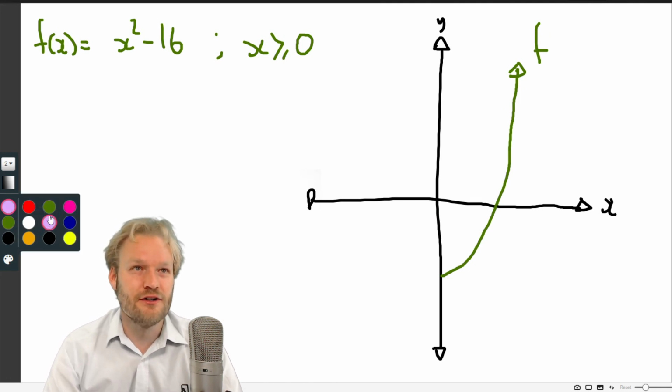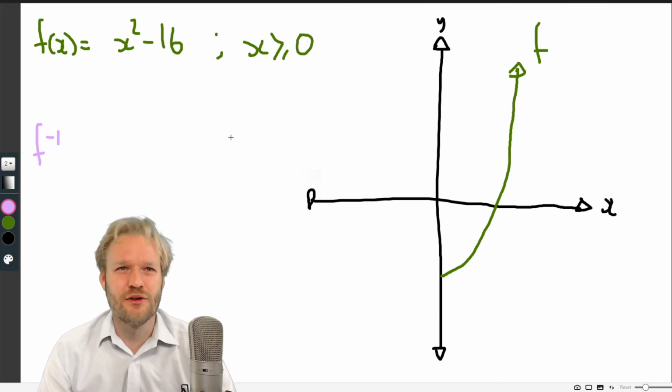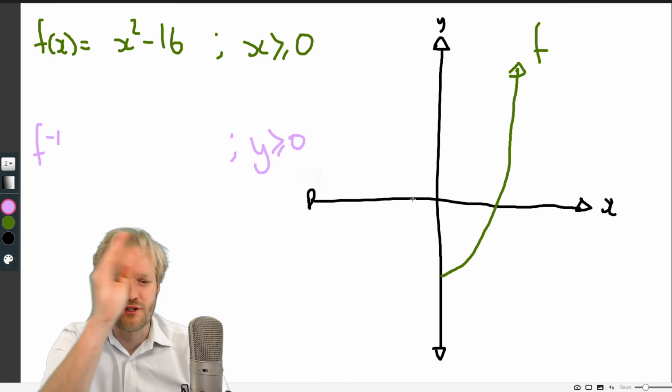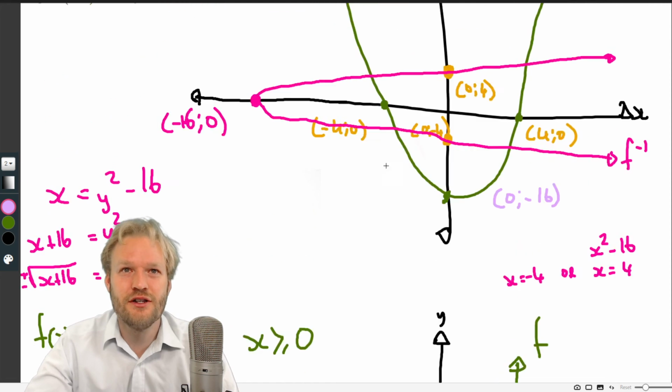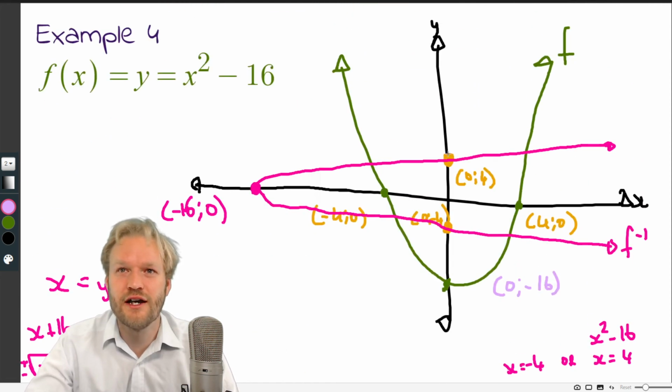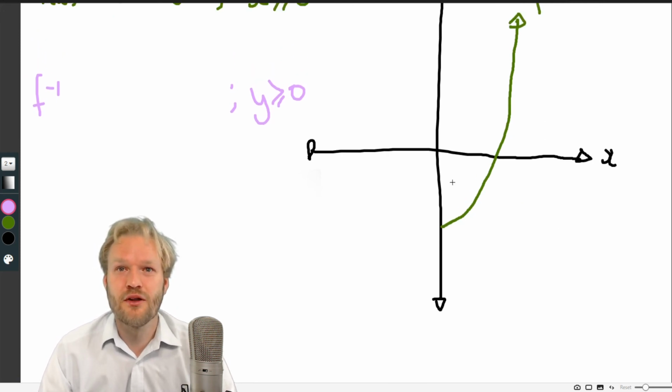Now let's look at our inverse. Our inverse, if x was greater than or equal to 0 in this one, what's going to change? What's our inverse part going to be, our inequality? Well, what is x is y. So y is greater than or equal to 0. So this means that for the original function, we only look at the positive x values. So for our inverse, we're only going to look at the positive y values. So in this case, if we only looked at the positive y values, it would look like that. There's our inverse.